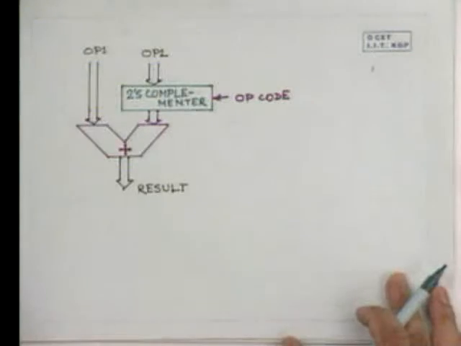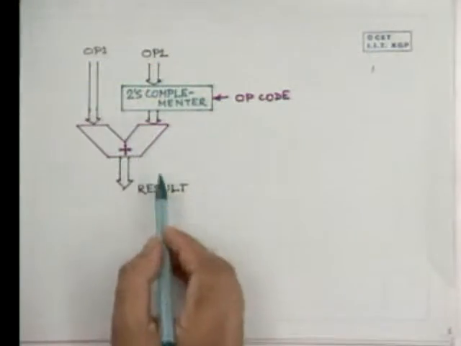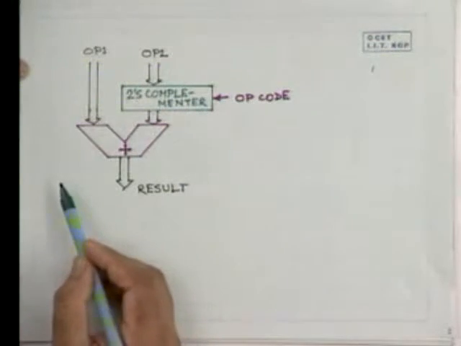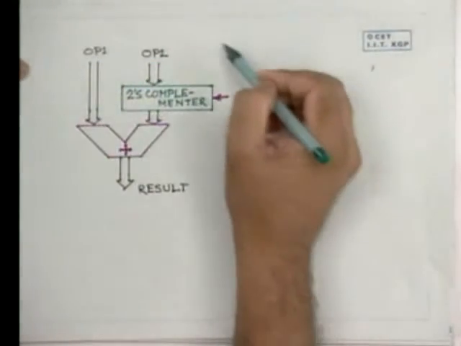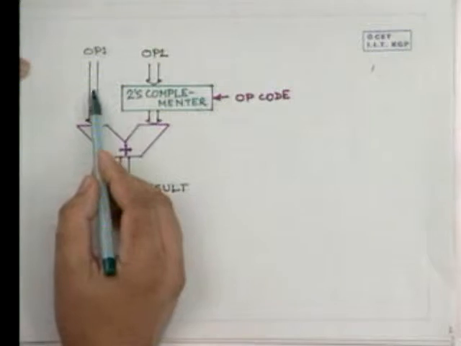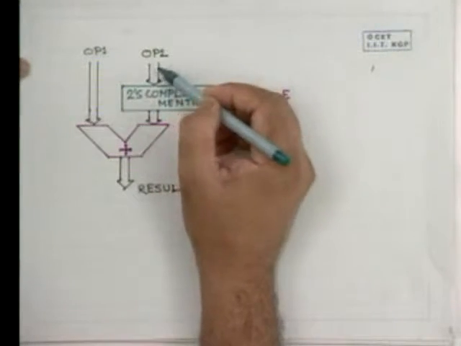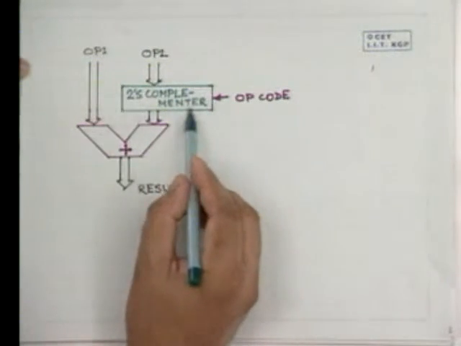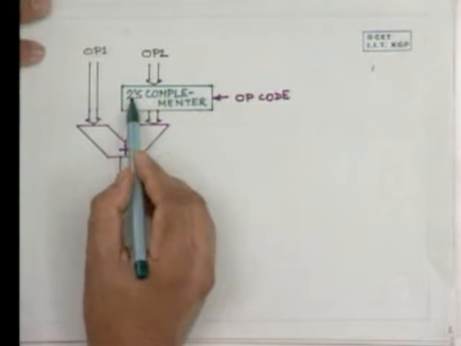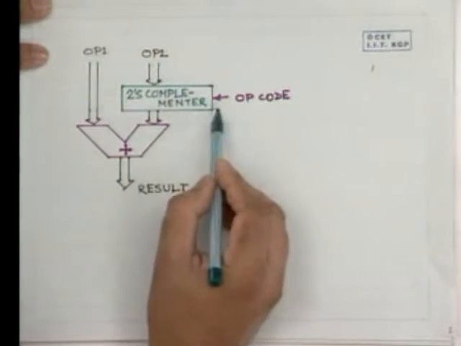Now, let's see an arrangement like this, what arrangement we can have. So we have simply an adder. This is our adder subtractor unit. This is our operand 1. This is operand 2, where we have a subunit which determines the 2's complement. We call it 2's complementer.